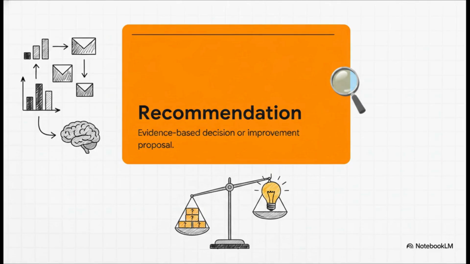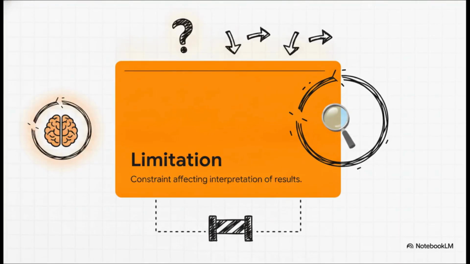No guessing, no gut feelings. If you're pitching an improvement, you need to be able to point directly to the integrated assessment data that backs it up. Then there's limitation. Listen, acknowledging what your data cannot tell you, that is a massive sign of strength and credibility. A limitation is just a constraint that affects how we interpret your results. Did you use proxy data? Were your system boundaries a bit restricted? Just state it plainly. True reflective competence means actually knowing the boundaries of your own work.